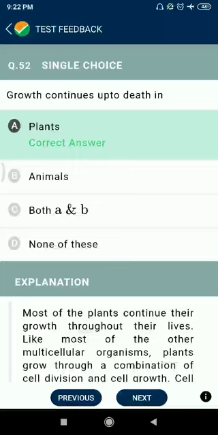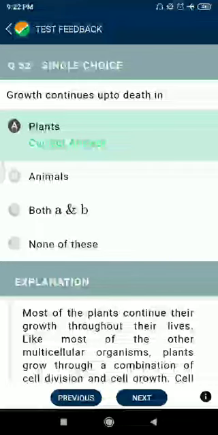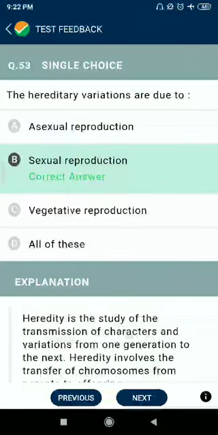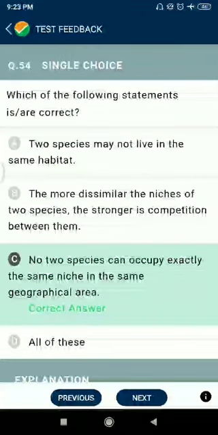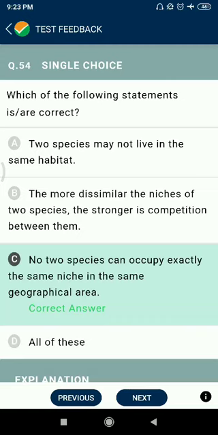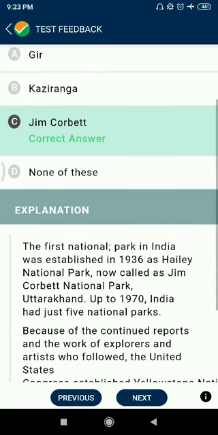Question number 52. Growth continues up to death in plants. Unlimited growth is seen. Question number 53. The hereditary variations are due to sexual reproduction. Question number 54. Which of the following statements is correct? No two species can occupy exactly the same niche in the same geographical area. Two species may not, because of competition with each other. Question 55. First national park developed in India, Jim Corbett National Park.